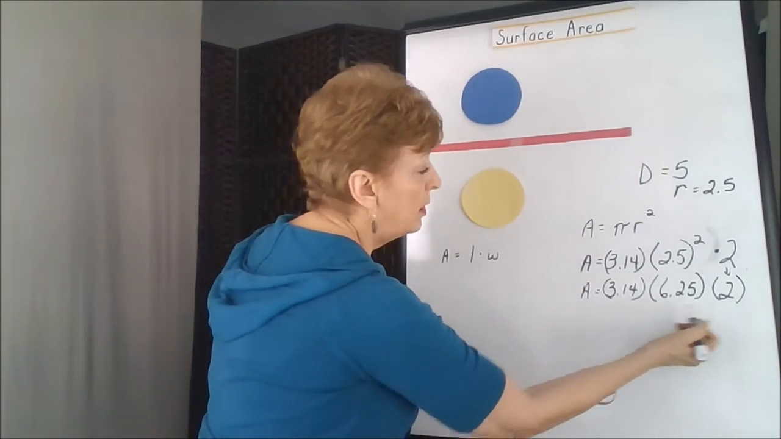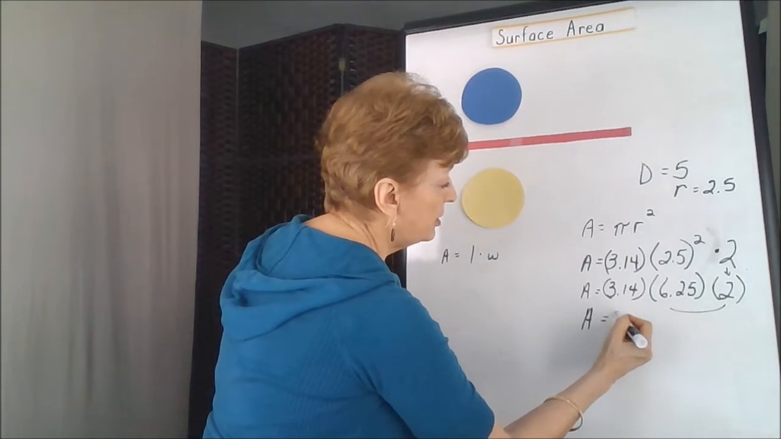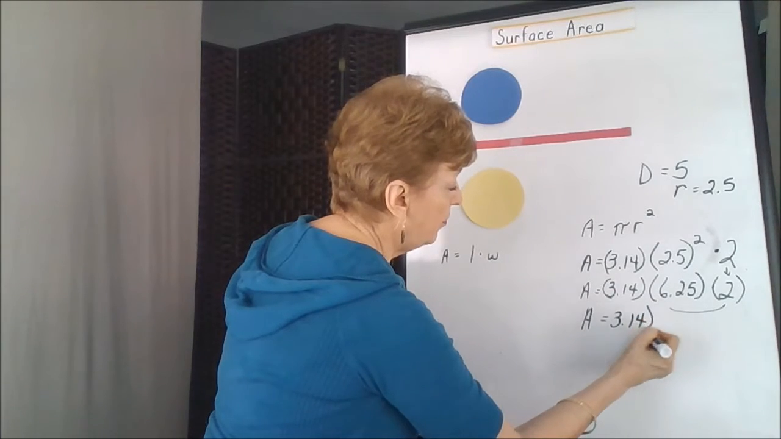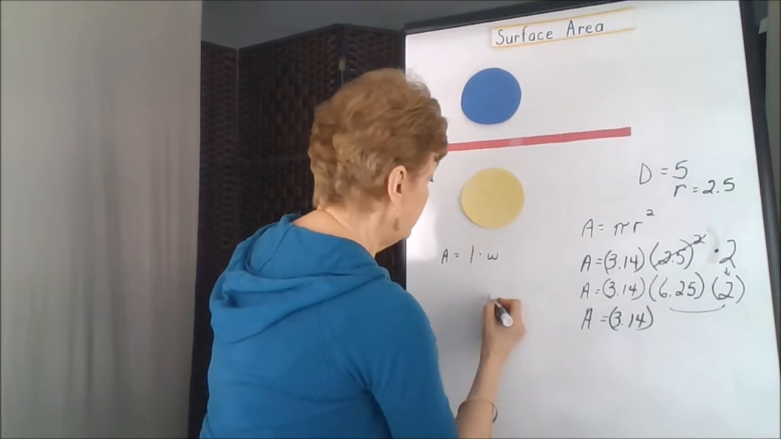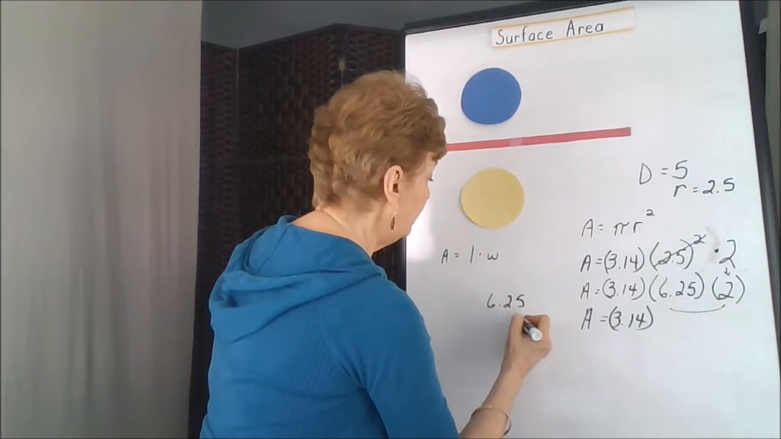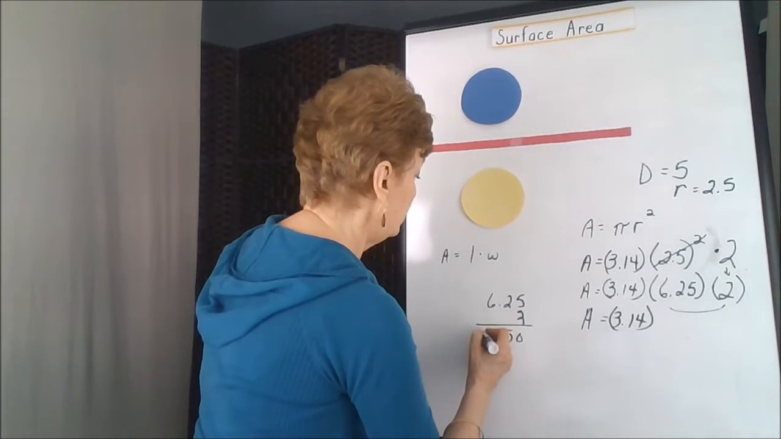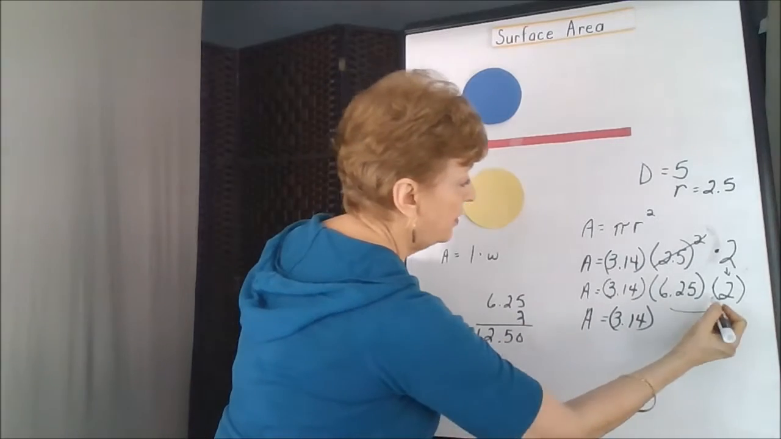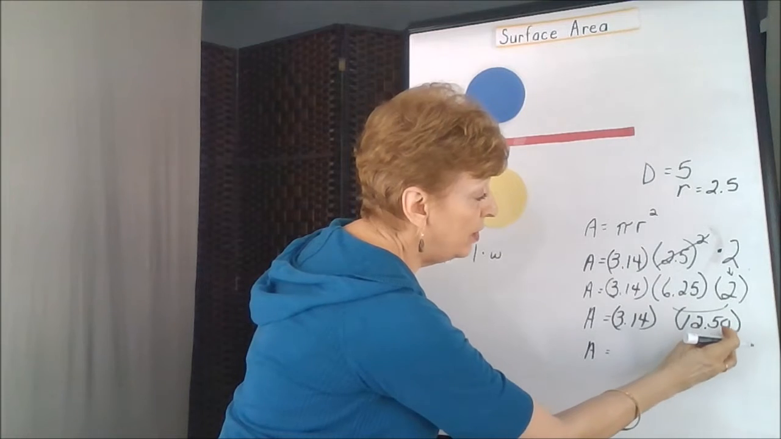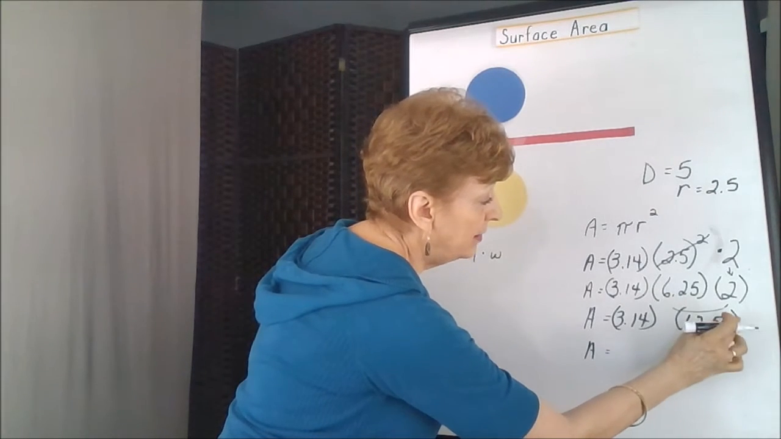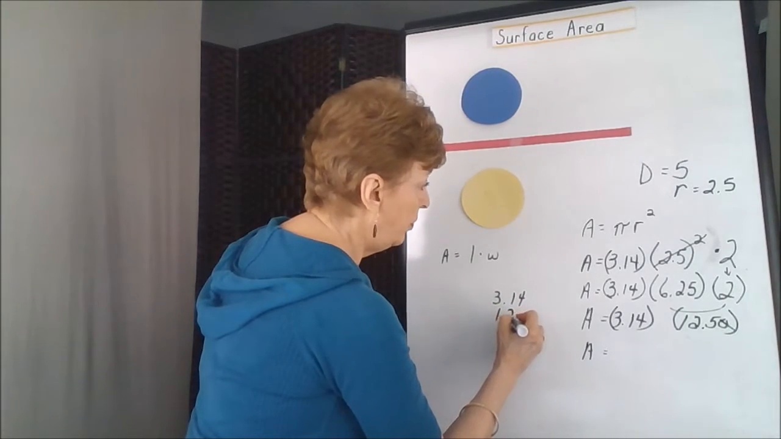Okay, next, let's do these two together. That looks like an easier calculation. I'm going to just drop my 3.14, and now I'm going to do these two together. So we did that. 6.25 times 2, that would give me 50 and 12. So this goes to 12.50. Okay, in this case, this is a decimal. We don't actually need to have that 0 on the end. So we can do 3.14 times 12.5.